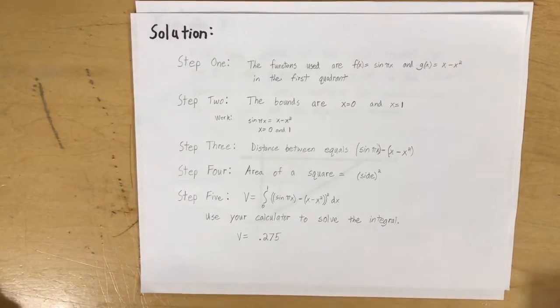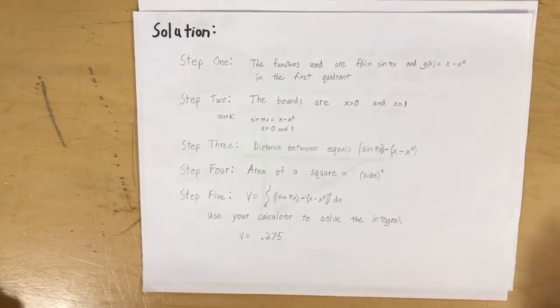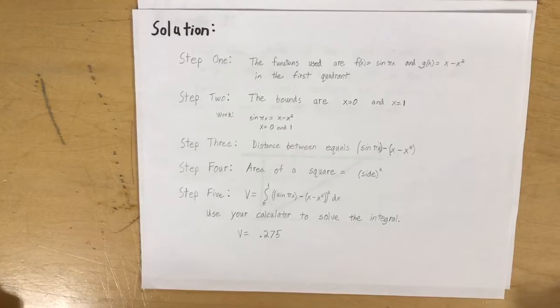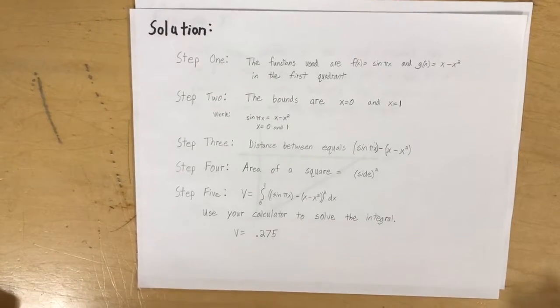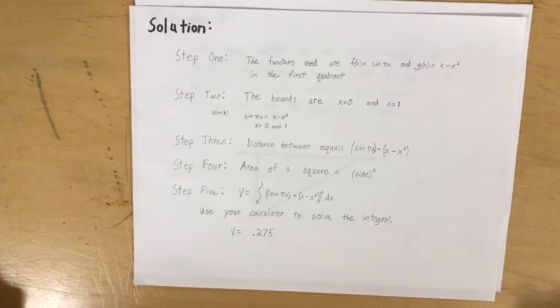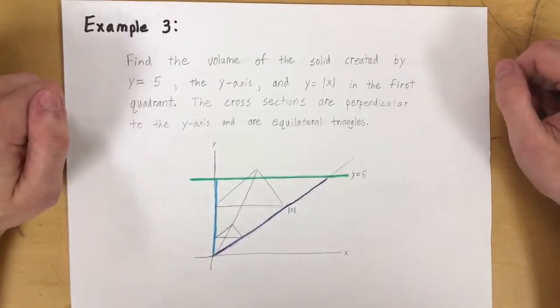Step 5. The volume is equal to the integral from 0 to 1 of sine of pi x minus x squared, all squared dx. We used our calculator to solve this integral, and we found that the volume is equal to 0.275. All right, here's example 3.